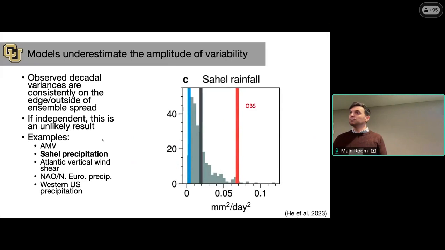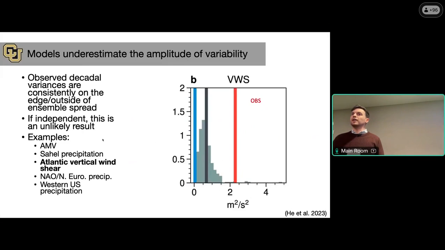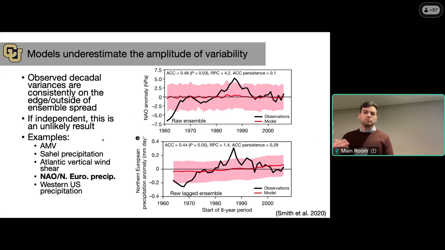Same thing happens with vertical wind shear in the main development region of the North Atlantic. I'm a Floridian, so we really care about that sort of thing. Finally, I'm just going to run through these pretty quickly. If you look at the NAO index, the observed NAO index is in black. You can see by eye that the variance of the observed NAO index is bigger than we'd see from the ensemble spread, which is in the red cloud.